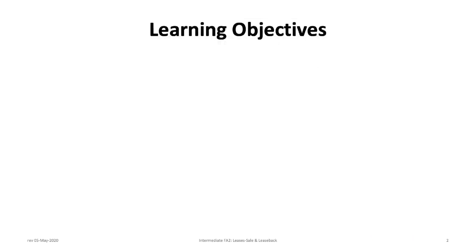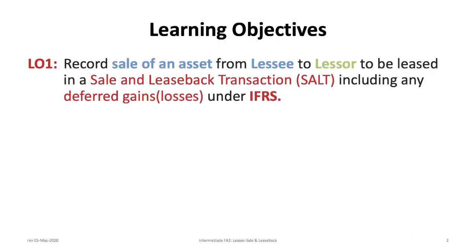This tutorial has 4 learning objectives. The first learning objective is to record the sale of an asset from a lessee to a lessor to be leased in a sale and leaseback transaction, or sold, including any deferred gains or losses under IFRS.